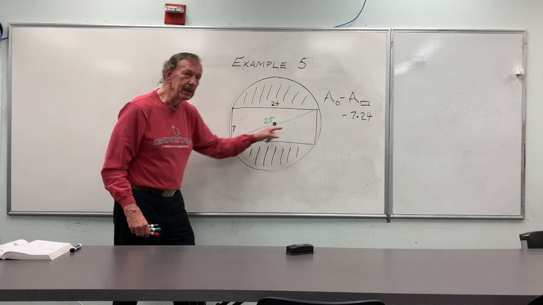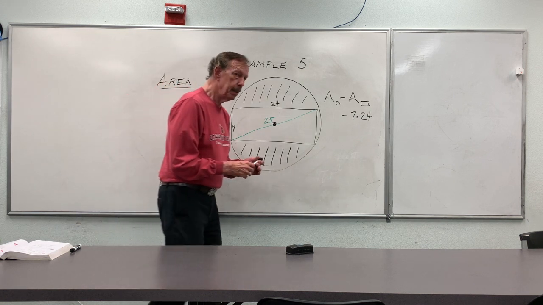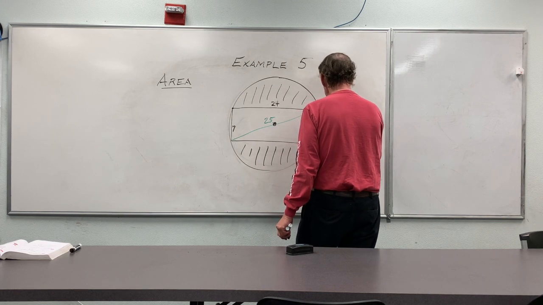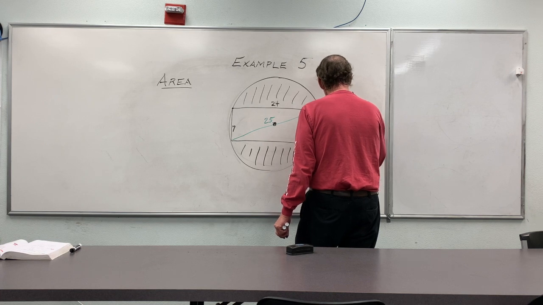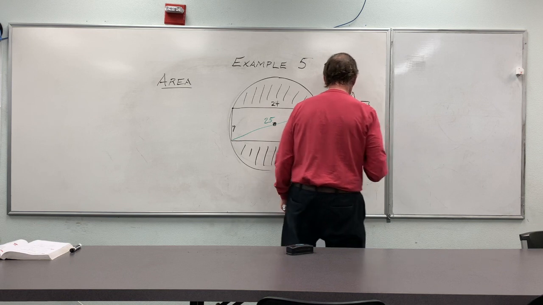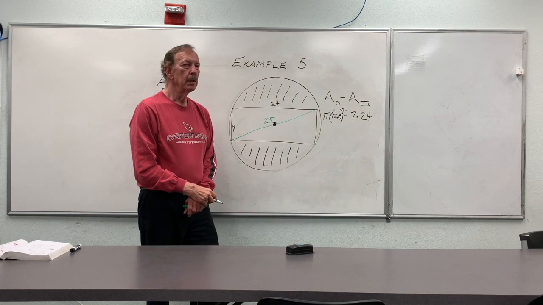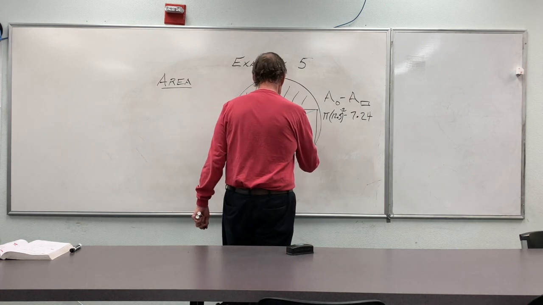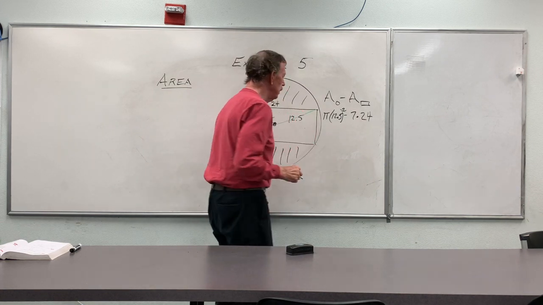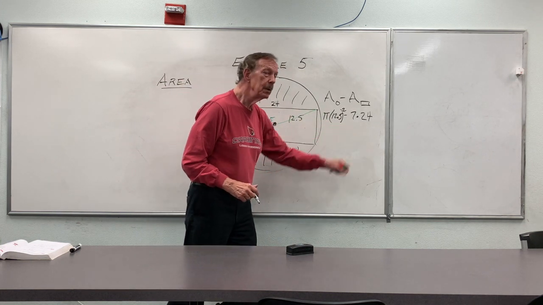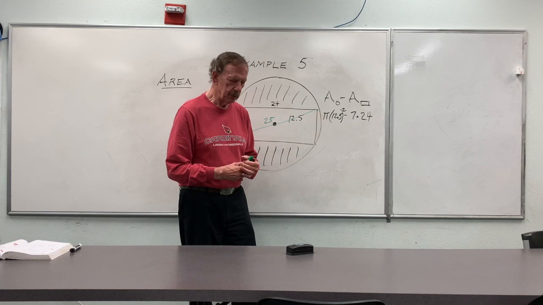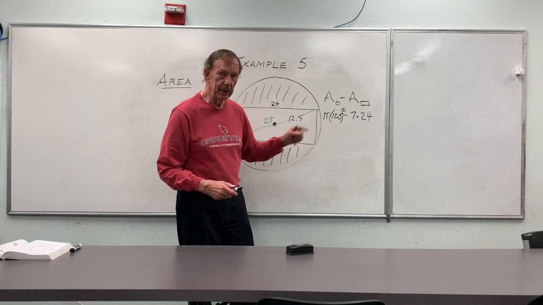Well, if this piece here, this diameter is 25, then the area of the circle will be pi times 12.5, half of 25, squared, minus the area of the rectangle, 7 times 24. 12.5 squared is 12 and a half times itself.